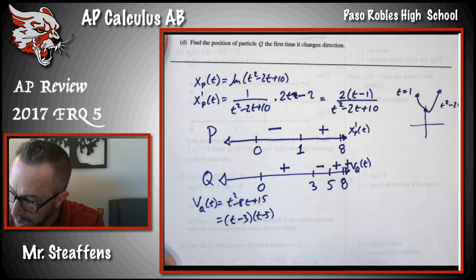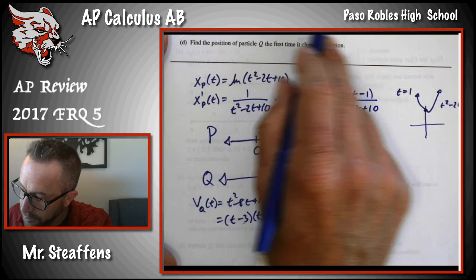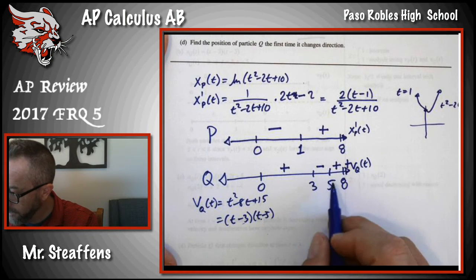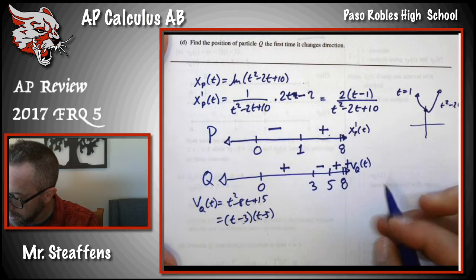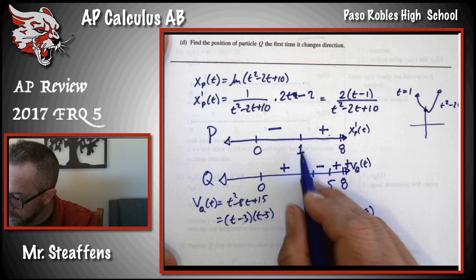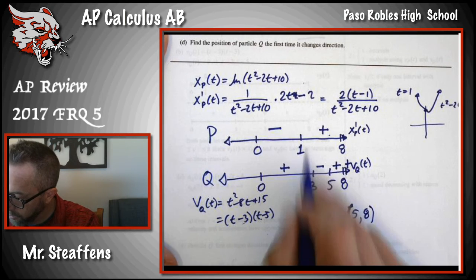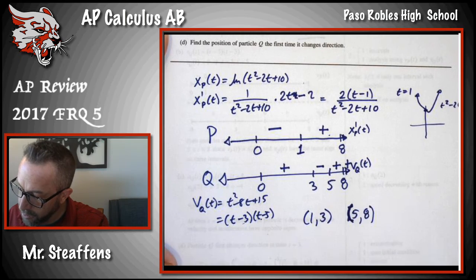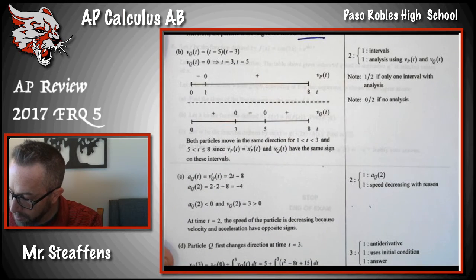So it's going to say, hey, when are they traveling in the same direction? You can see on this number line, from 5 to 8, and then it's positive from 1 to 3. So those should be the numbers that we see in our problem over here.